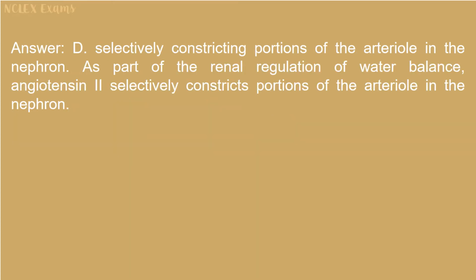Answer D. Selectively constricting portions of the arteriole in the nephron. As part of the renal regulation of water balance, angiotensin II selectively constricts portions of the arteriole in the nephron.